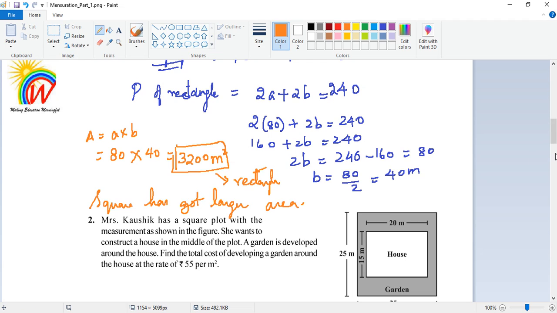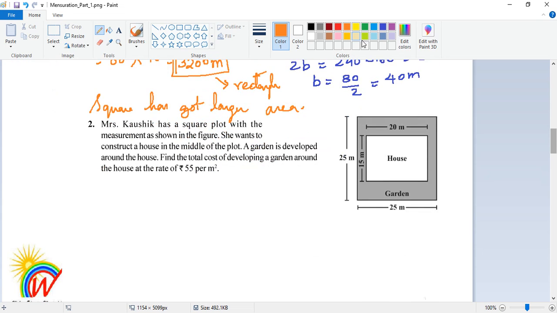Now come to the next question. Here they say Mrs. Kaushik has a square plot. So this is the square plot with the measurements as shown in the figure. Now she wants to construct a house in the middle of the plot. You see the house picture is given over here. See, this is the house, right?